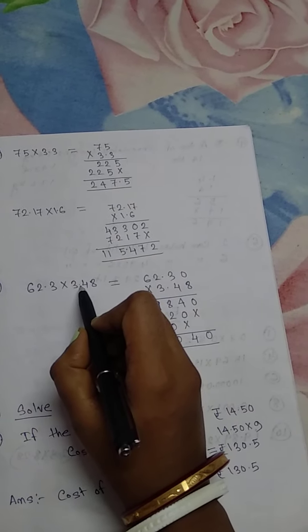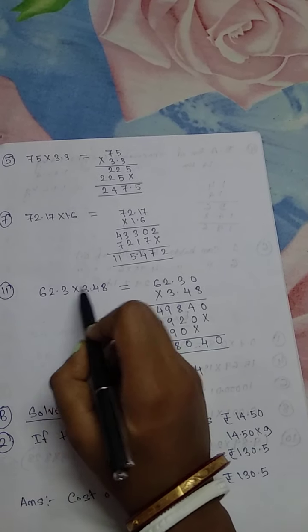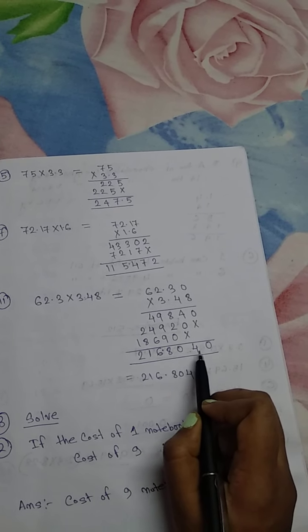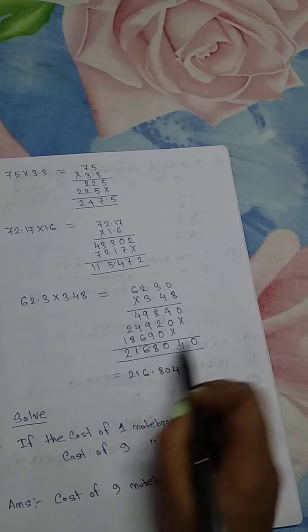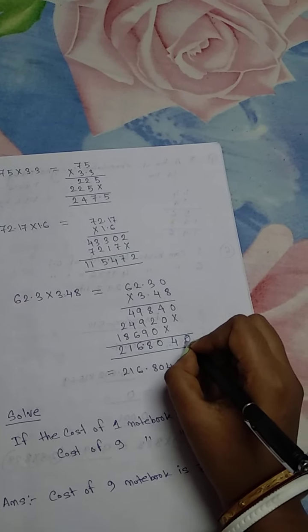So there is point after 2 digit from the end, and there is from the 1 digit. So 2 plus 1, 3 digits. So place the point after 3 digits. Place the point after 3 digit from the end. Yes, 3 digit from the end, as there is 0 has no value.